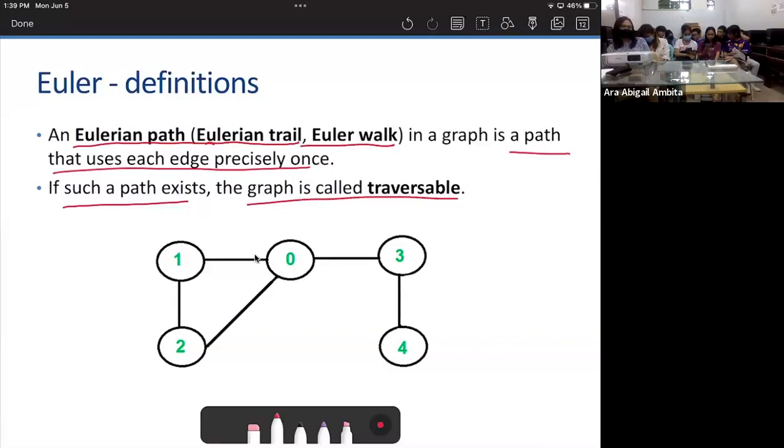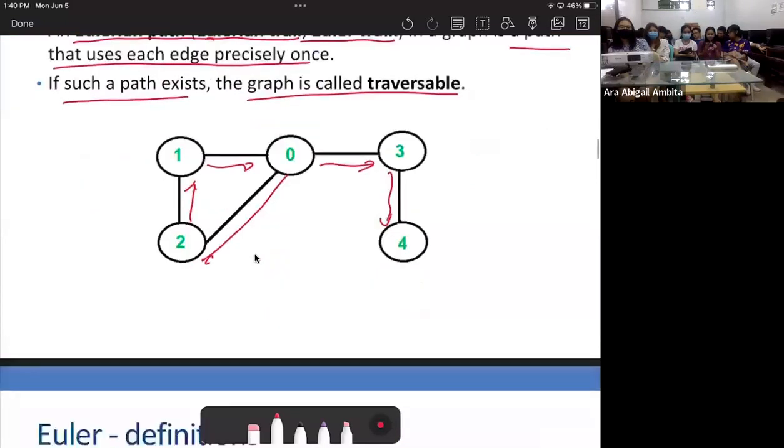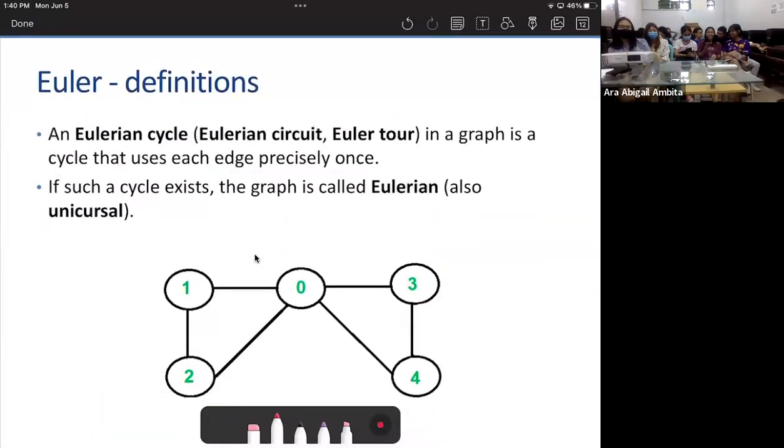Okay, so for example, dito, we have a graph here, and we can start, let's say, from 0, then here, each edge exactly once. So you have one path. Pwede ka naman makabalik sa vertex, pero yung mga edge, hindi mo na siya pwedeng balikan. Pwede kang dumaan ulit sa vertex, but not the edge.